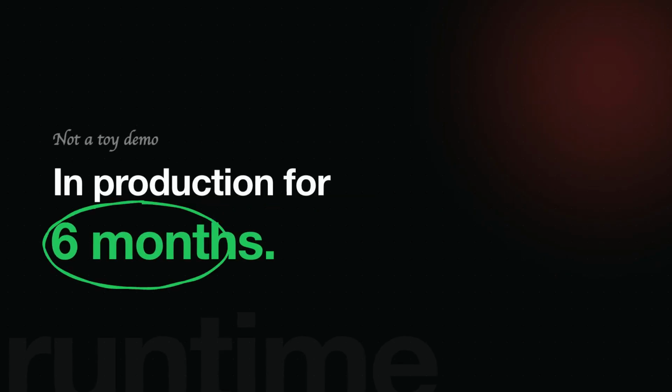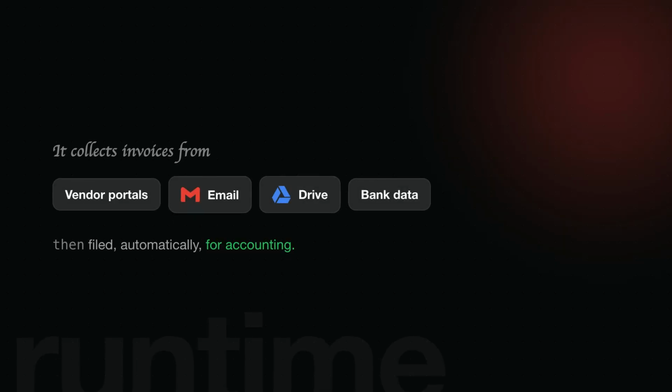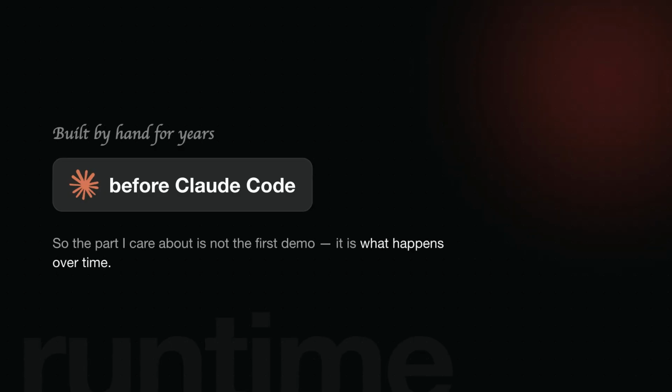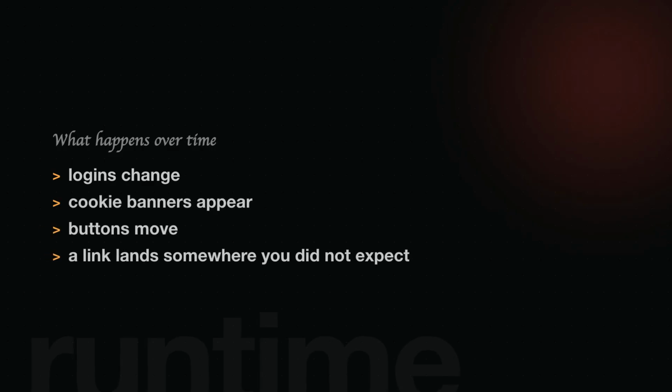This is not a toy demo against a sample website. It's a bookkeeping component that has been running for 6 months. It collects invoices from vendor portals, email, Google Drive, and banking data, then files them for accounting. I built this kind of automation by hand for years before Claude Code existed, so the part I care about is not the first demo. It's what happens over time, as logins change, cookie banners appear, buttons move, and links send you to a page you didn't expect.